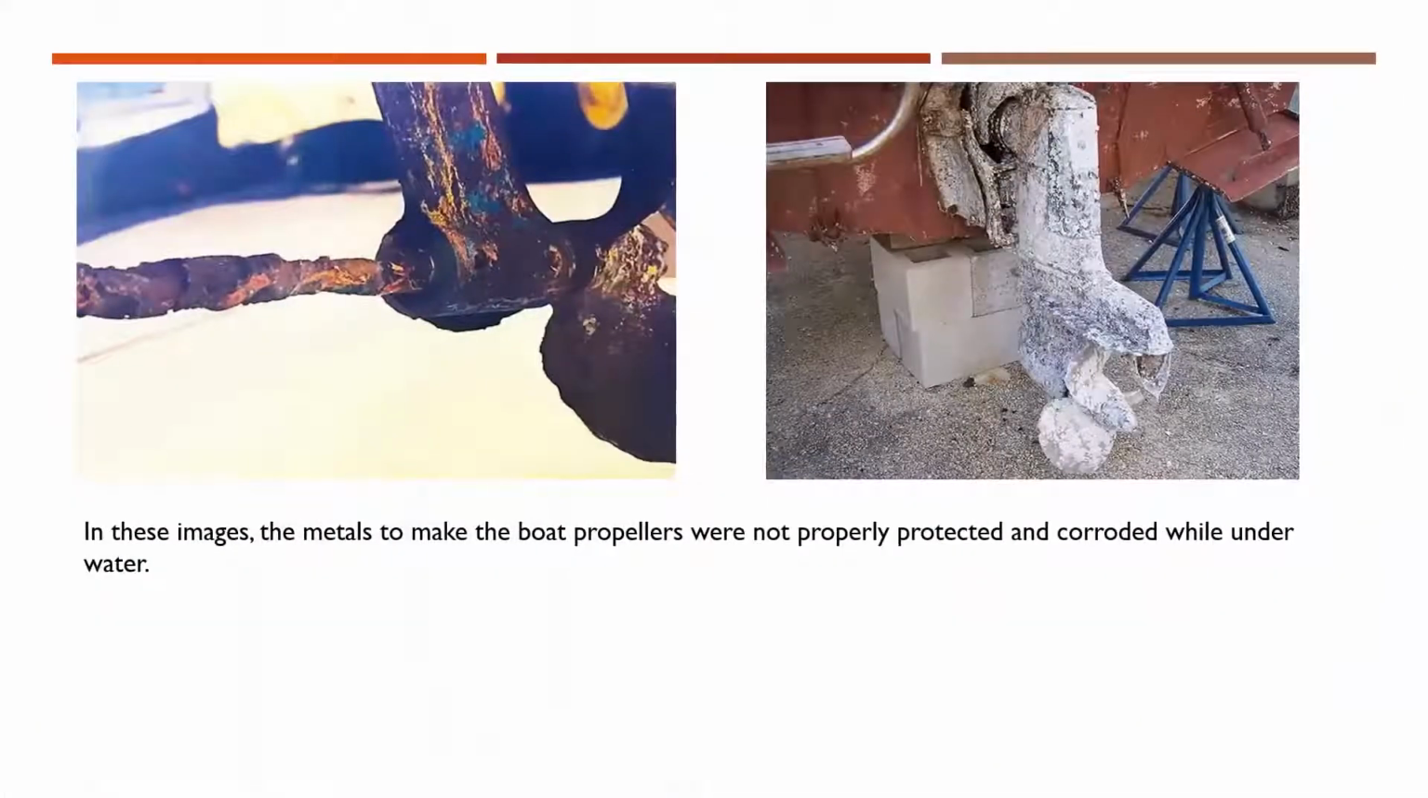However, these images show just how destructive galvanic corrosion can become. The metals that were used to make these boat propellers were not properly protected, and therefore they corroded while underwater much quicker than they would have if they were protected.